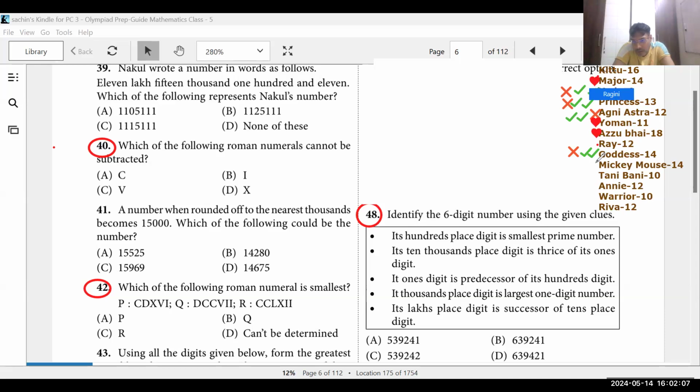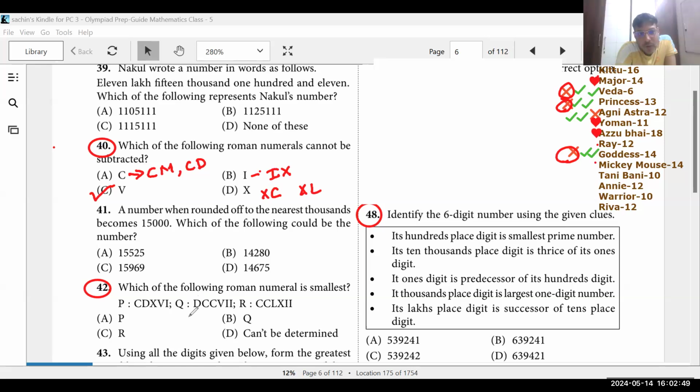Major General Ray Mickey Mouse. Quickly, guys. So, Ray, which Roman number cannot be subtracted? V cannot be subtracted. Goddess, princess, and Veda, I can subtract C. How do we write 400? 400 and 900: CD and CM. Then this we subtract IX, then 90 and 40, we write it like this. Getting it? Got it, everyone? Yes, sir.